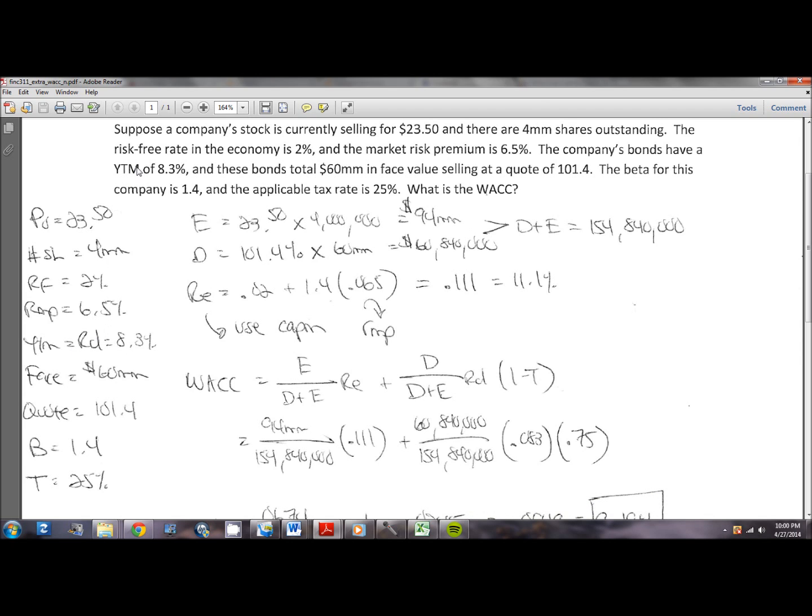The YTM is 8.3%. Remember, the YTM on the bonds is equal to the cost of debt on the bonds, though those two terms are synonymous and interchangeable. It just really depends on which perspective you're taking. So you can plug that guy right in here at 0.083. And then obviously 1 minus t is going to be 0.75, as your tax rate is 0.25.